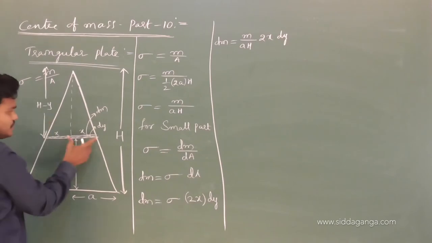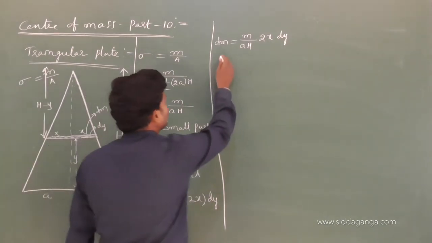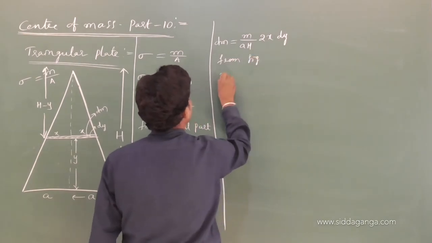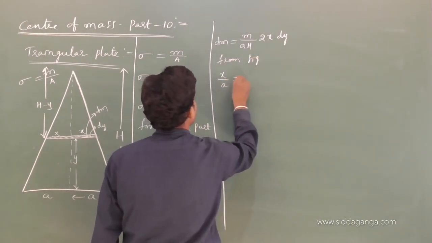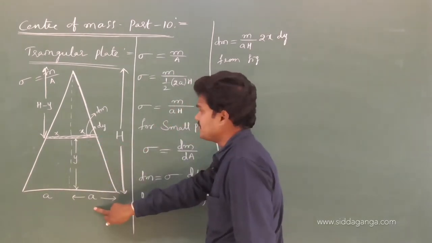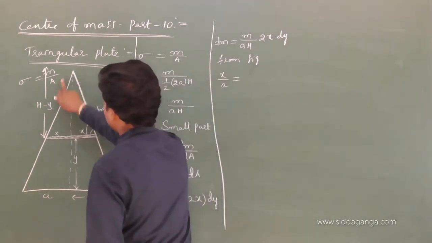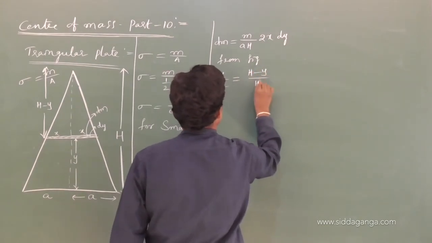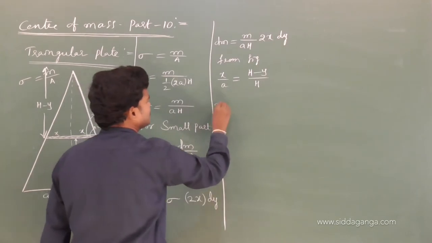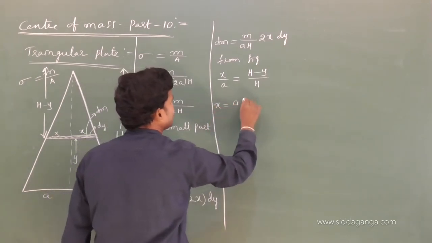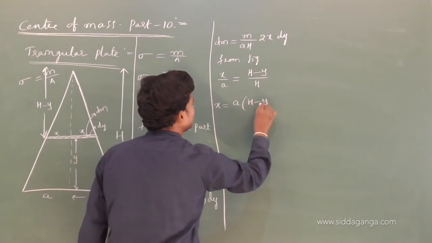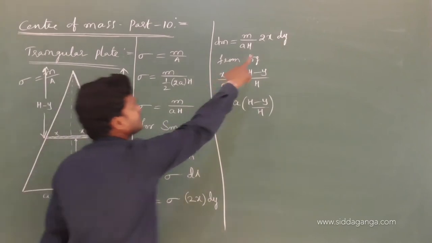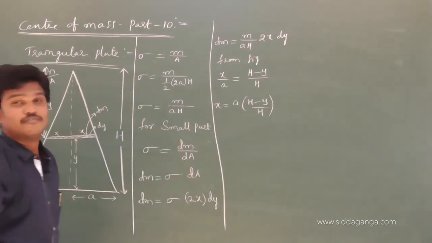H minus y. So x by a. From the diagram, let me change this value. From the figure, x by a, base by base, is equal to height by height, h minus y by h. So x is equal to a times (h minus y) by h. So I converted this x value into y terms.